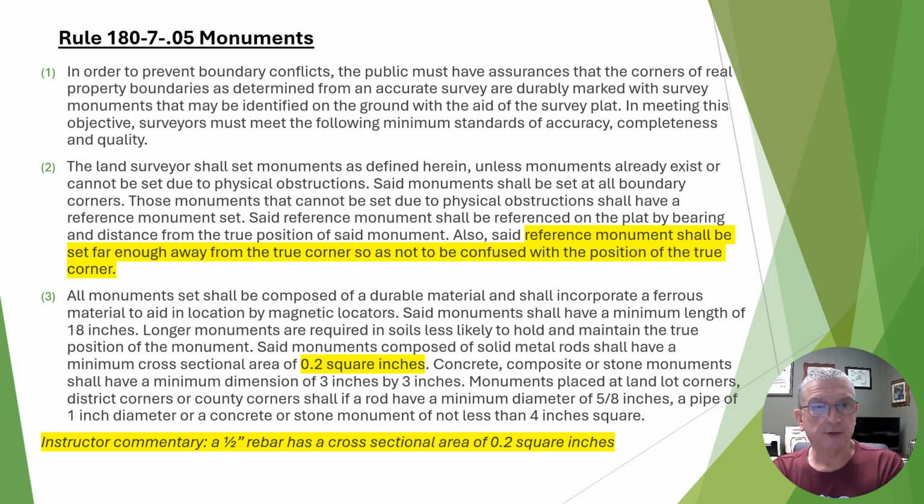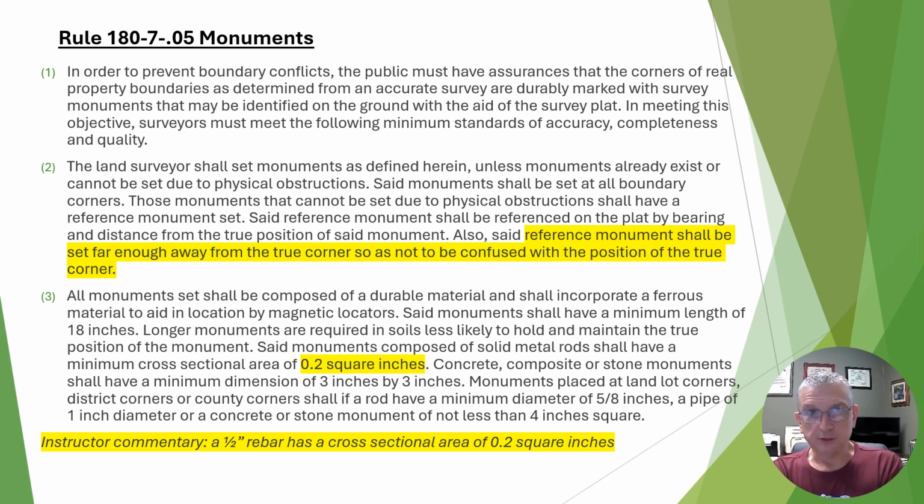Paragraph 2, the land surveyor shall set monuments as defined herein unless monuments already exist or cannot be set due to physical obstructions. Said monuments shall be set at all boundary corners. These monuments that cannot be set due to physical obstructions shall have a reference monument set. Said reference monument shall be referenced on the plat by bearing and distance from the true position of said monument. Also, said reference monument shall be set far enough away from the true corner so as not to be confused with the position of the true corner.